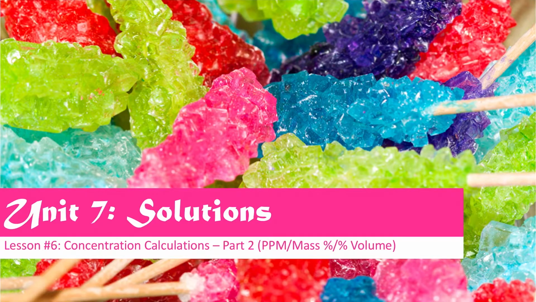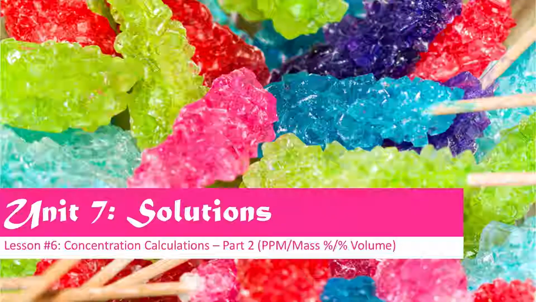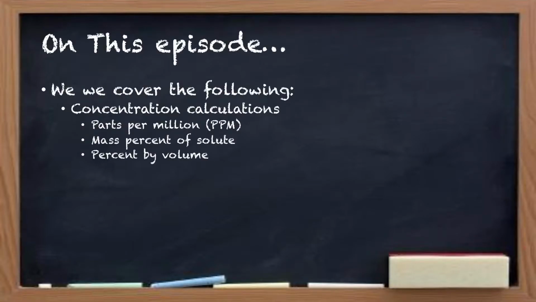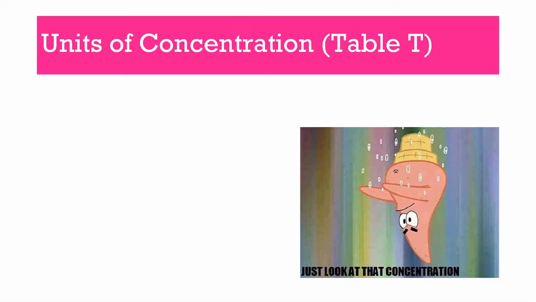Hi there, welcome back. This is lesson 6 in unit 7, and today we're going to continue talking about calculations and cover concentration calculations, and cover 3 different types: ppm, mass percent, and percent volume. In the last video, we covered one of the more important concentration calculations, molarity. We had that review of the mole mass conversion, super important. But again, today we'll talk about parts per million, so ppm, mass percent of solute, and then percent by volume.